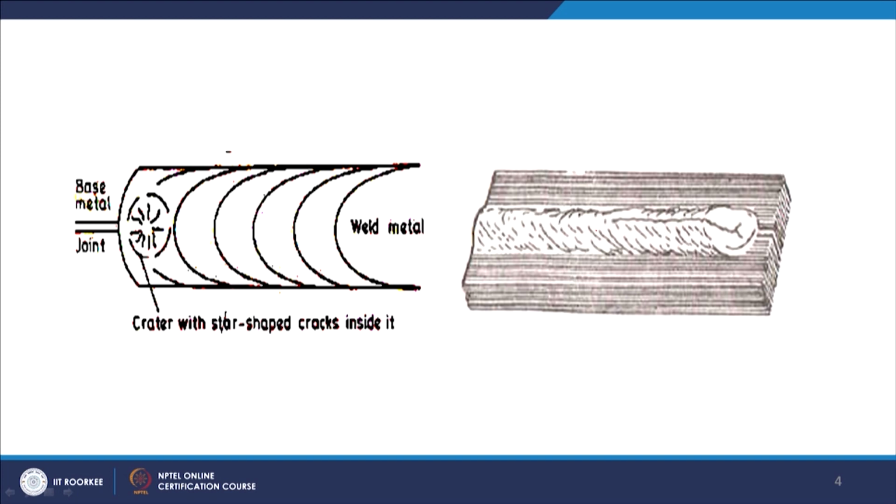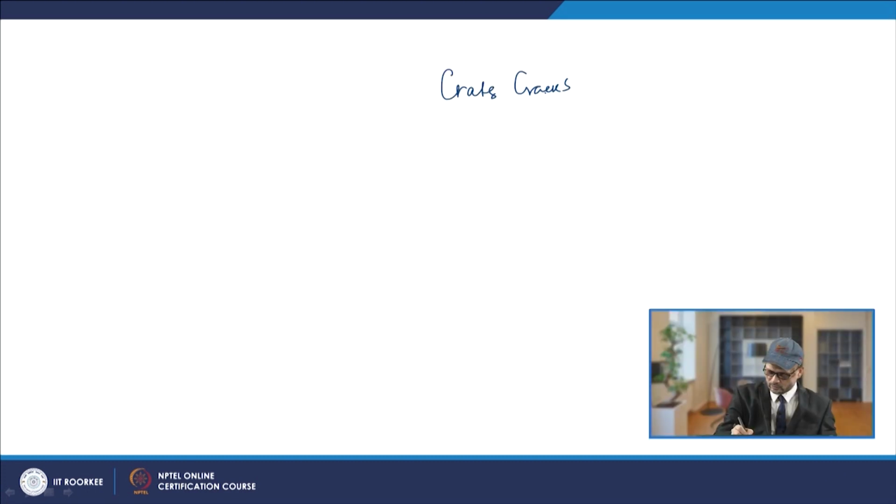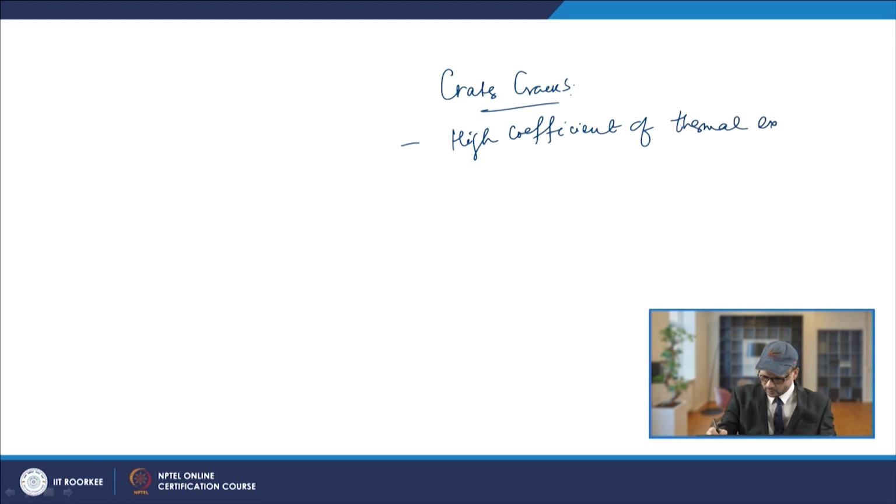If you talk about the formation of these crater cracks, they are frequently found in weld metal that has a high coefficient of thermal expansion. When you are welding any material with a very high coefficient of thermal expansion, like austenitic steel, crater cracks are very likely to be found.